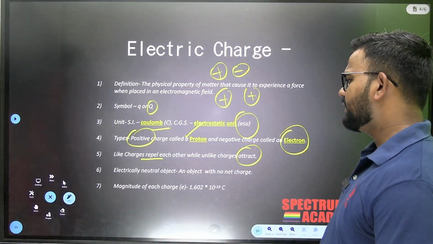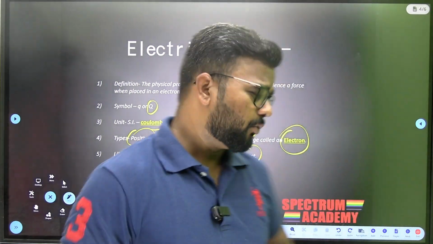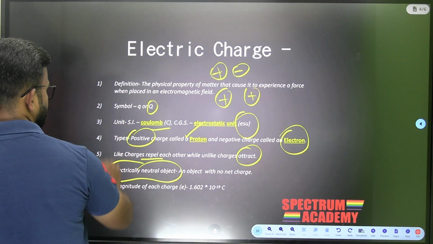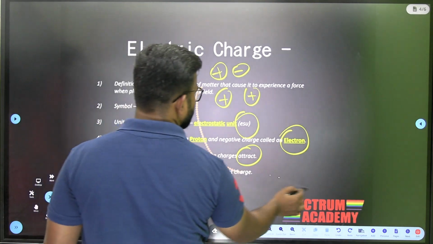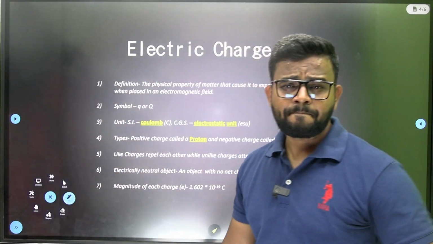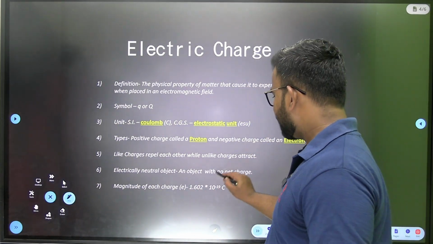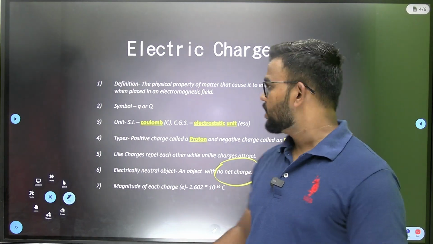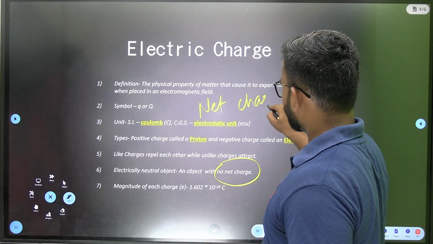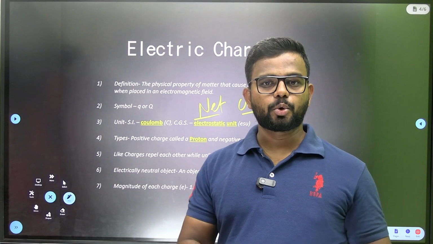Okay, now the next term is electrically neutral object. Again, this is one of the important terms as far as electricity is concerned. What is an electrically neutral object, my dear friends? An electrically neutral object is an object which carries no net charge. So here's a term, net charge. What is the meaning of the term net charge? Net charge means total charge.